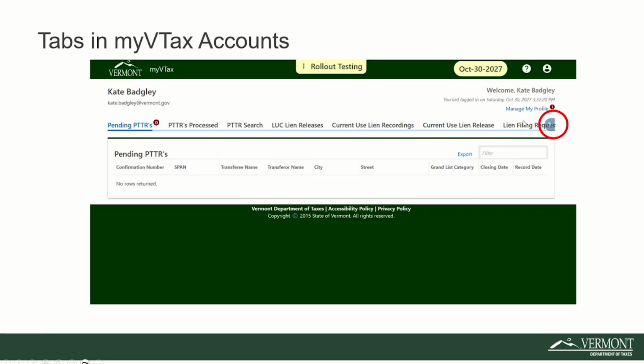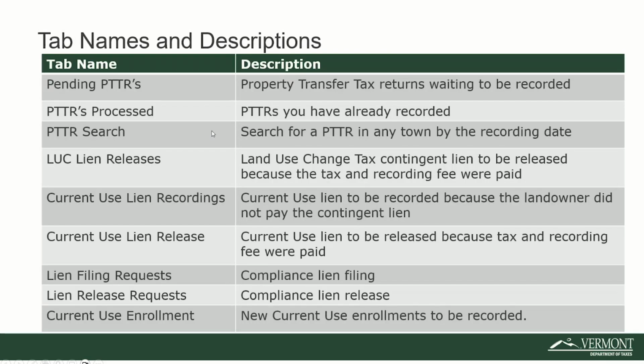So again, I'll flip back real quick. We're talking about these tabs at the top, the pending PTTRs, PTTRs process. Now, what do they all mean? Okay, here's a definition. It's a bit wordy, so it will probably be helpful to go back and look at the recording of this presentation if you need a better understanding of them, but I'll just go over it and read it.